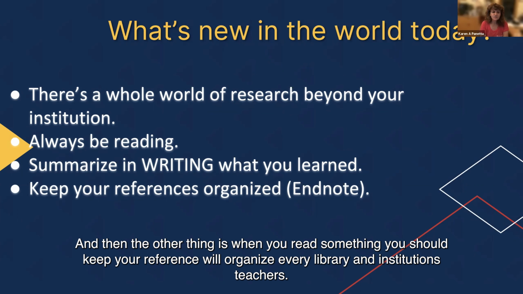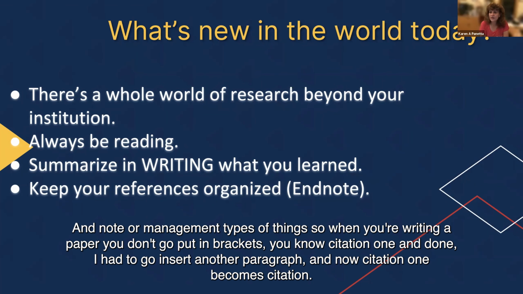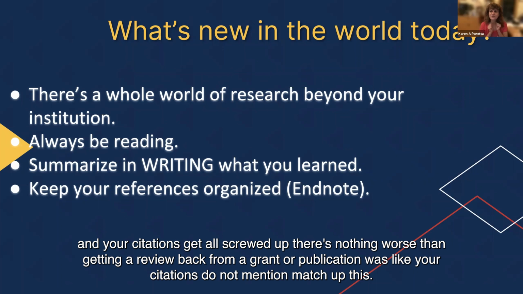And then the other thing is, when you read something, you should keep your references organized. Every library at institutions teaches EndNote or other reference management tools. So when you're writing a paper, you don't put in brackets, citation 1, and oh darn, I had to insert another paragraph, and now citation 1 becomes citation 2, and your citations get all screwed up. There's nothing worse than getting a review back from a grant or a publication where it says your citations do not match up with where you called them in the paper.